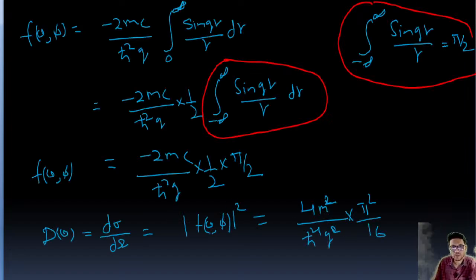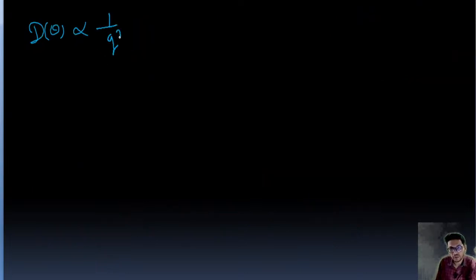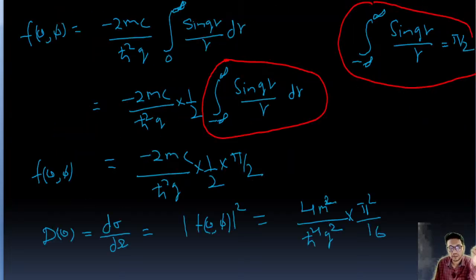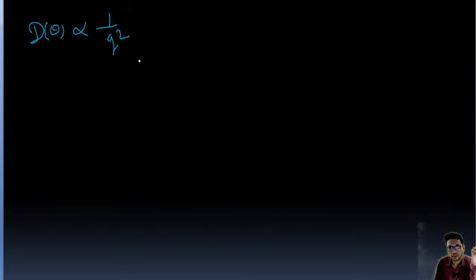From this you can see d sigma is proportional to 1 upon q square, right? That's what is asked in the question. So we calculated the differential scattering cross section in the first Born approximation, and it depends on q like this. So the differential cross section is proportional to 1 upon q square, or inversely proportional to q square, right?